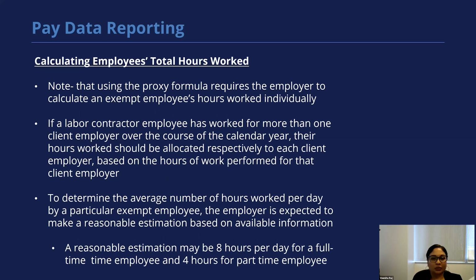If a labor contractor employee has worked for more than one client over the course of the calendar year, their hours worked would be allocated respectively to each client based on the hours of work performed for that particular client. Now, going back to calculating the average number of hours worked for exempt employees, you can determine that by using a reasonable estimation based on available information. For example, a reasonable estimation may be 8 hours worked for a full-time exempt employee and 4 hours for a part-time exempt employee.